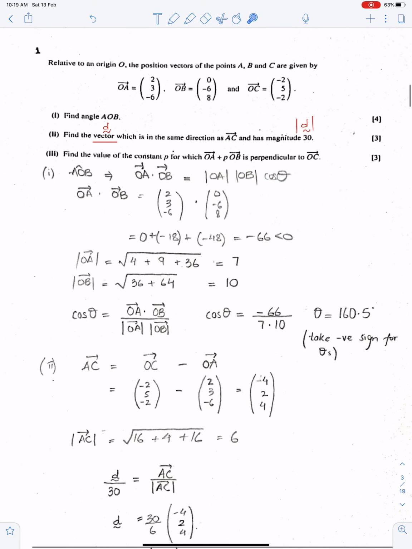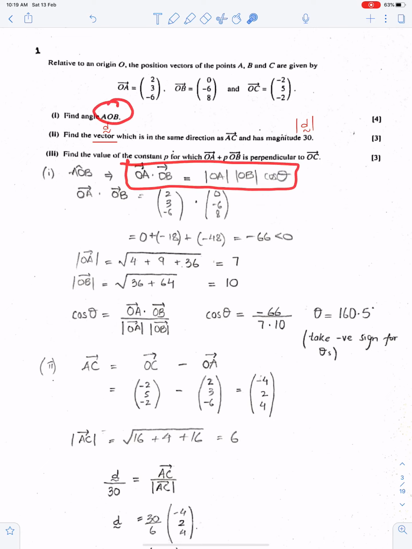Question number 1. Find angle AOB. For that, we will use the scalar product of vectors OA and OB. And this is the formula of the scalar product for this angle AOB. Number 1, we will work for the dot product, the scalar product of OA and OB. And this is the way to get the dot product.